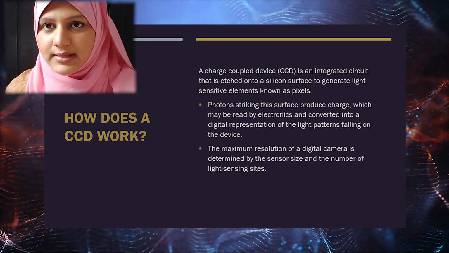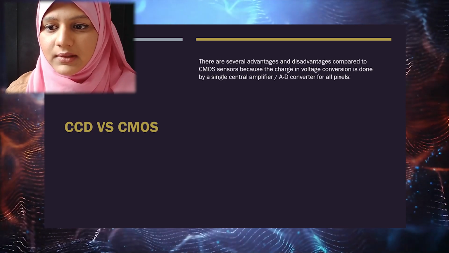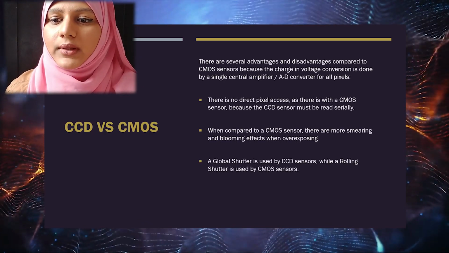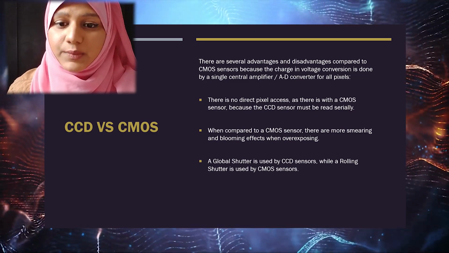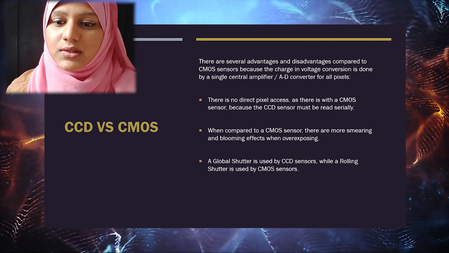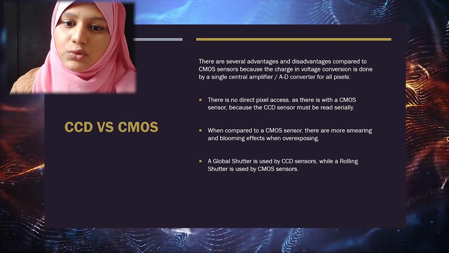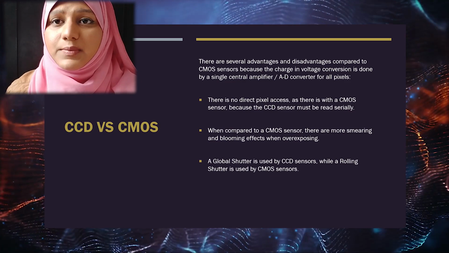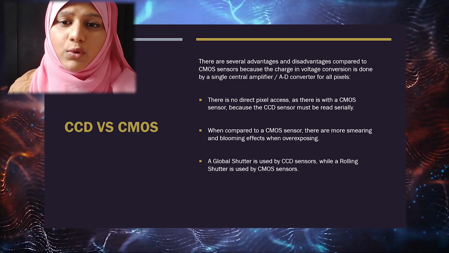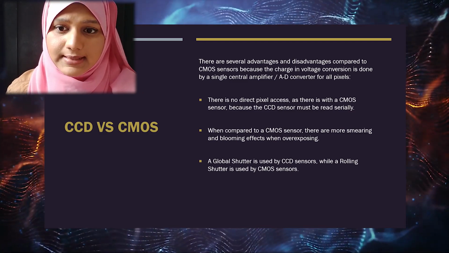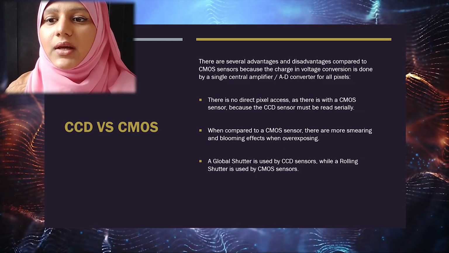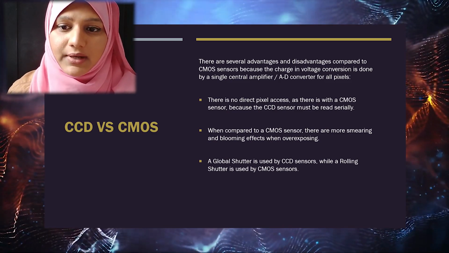CCD versus CMOS. In a CCD sensor, there is no direct pixel access because the sensor must be read serially. When compared to CMOS sensors, there are more smearing and blooming effects when overexposing. A global shutter is used by CCD sensors, while a rolling shutter is used by CMOS sensors. Is CCD better than CMOS? In terms of power consumption, CMOS sensors are already more efficient than CCD sensors. Then we have what is a global shutter and what is a rolling shutter. Then we have uses of CCD, charge coupled devices.